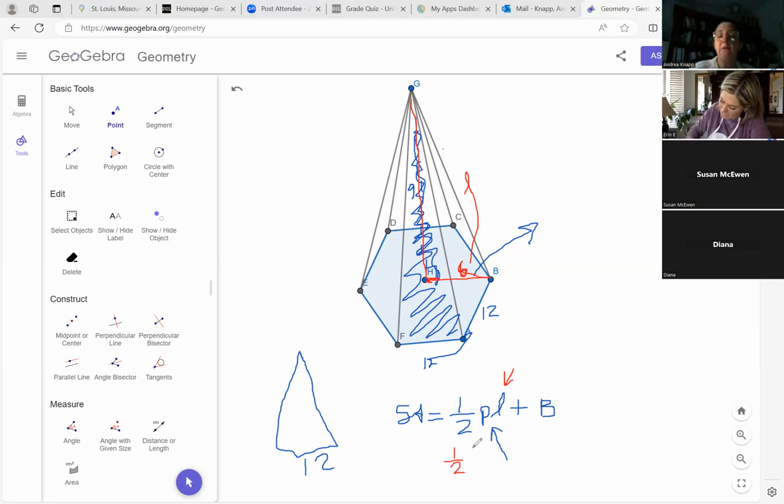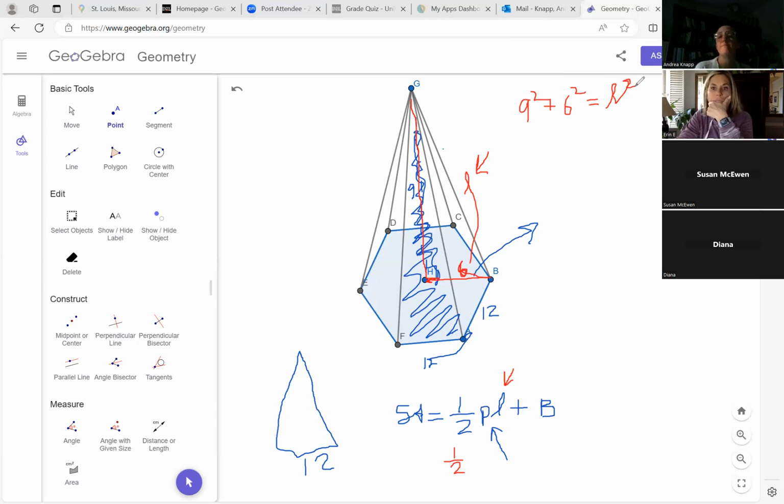Well, first we got to find that slant height, so we can use the Pythagorean theorem now. We know that the height is 9, and then half of it is 6. And so we're trying to find that hypotenuse. So 9 squared plus 6 squared equals x squared.